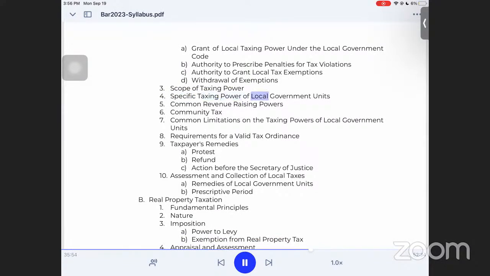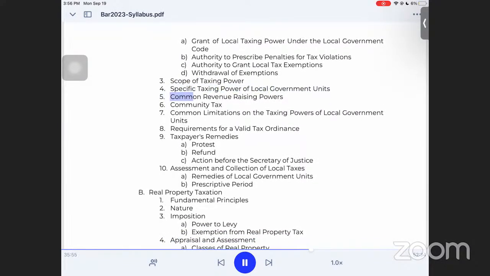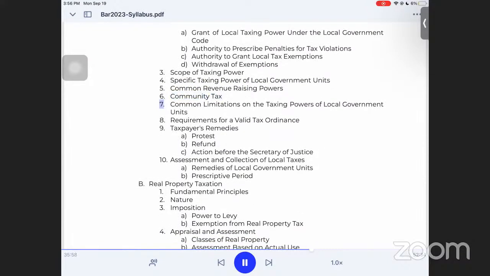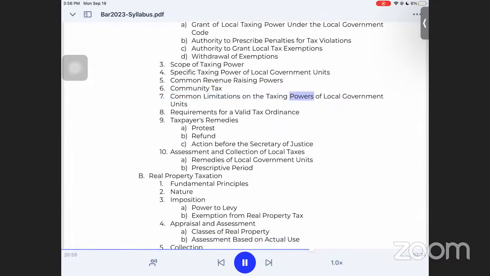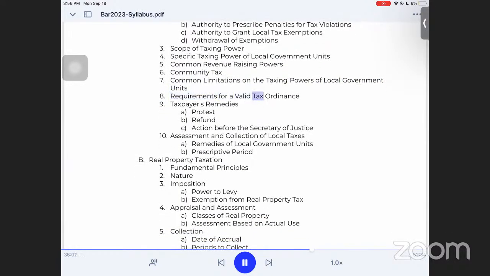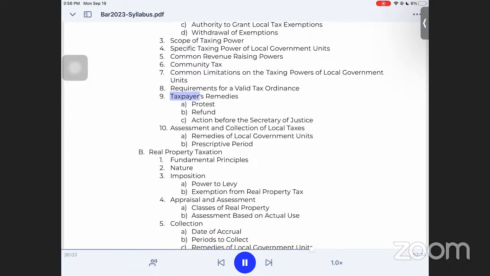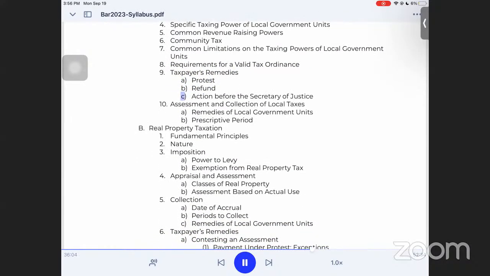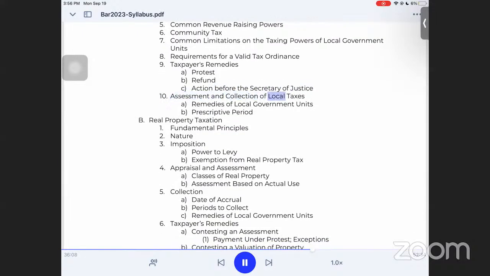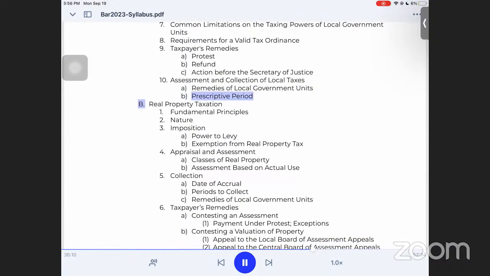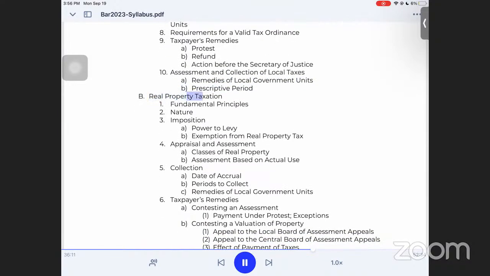4. Specific taxing power of local government units. 5. Common revenue raising powers. 6. Community tax. 7. Common limitations on the taxing powers of local government units. 8. Requirements for a valid tax ordinance. 9. Taxpayers' remedies. A. Protest. B. Refund. C. Action before the Secretary of Justice. 10. Assessment and collection of local taxes. A. Remedies of local government units. B. Prescriptive period.